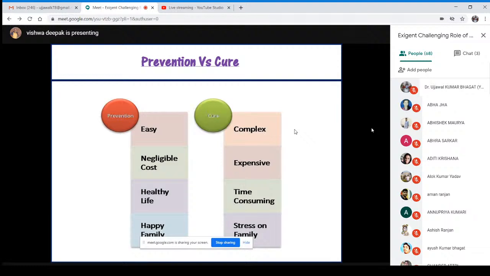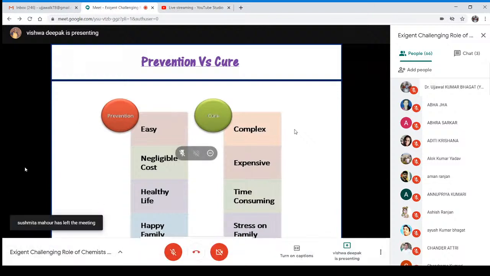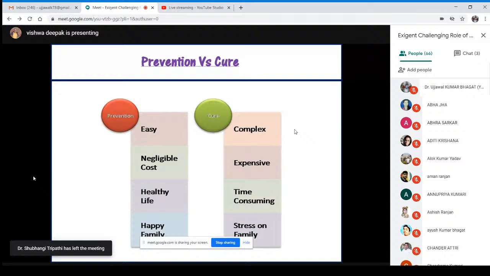Anyone can do it by his own prevention. So prevention is an easy way. It is not very costly. No one is going to ask you to give money to him. You can use your money according to yourself. It lives the healthy life, which means on one side it is preventing the viral infection, and on the other side it is making you more healthy for all of your life. It has a happy family.